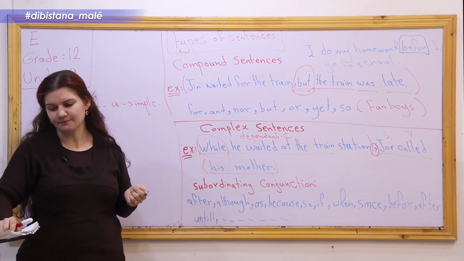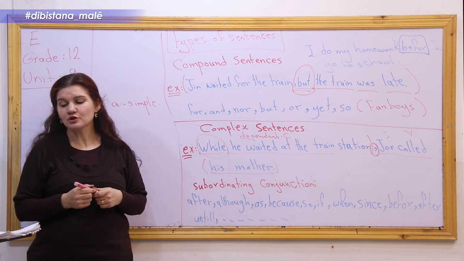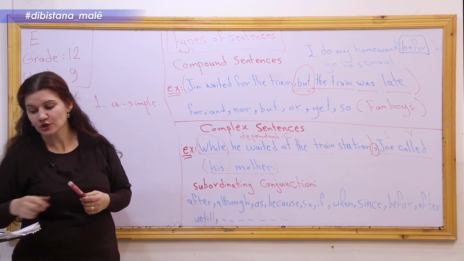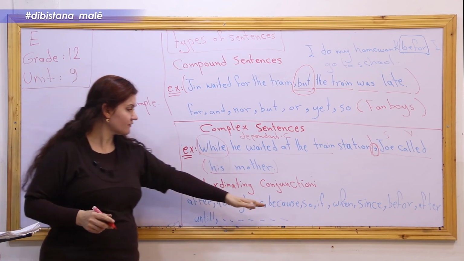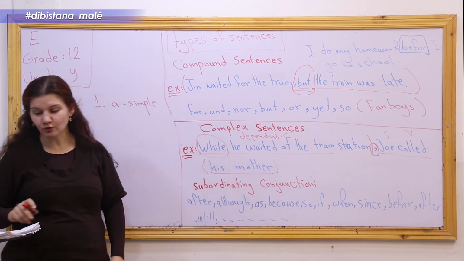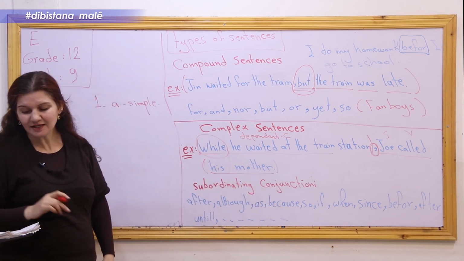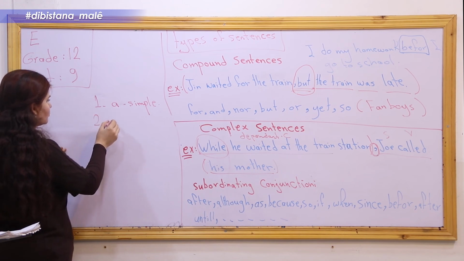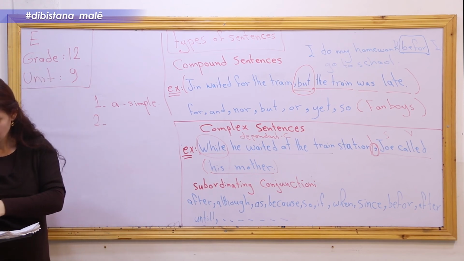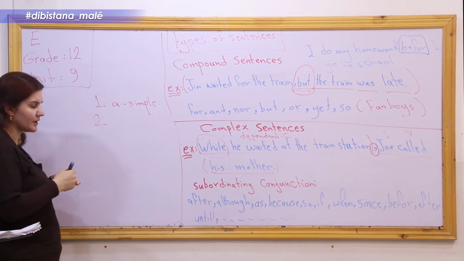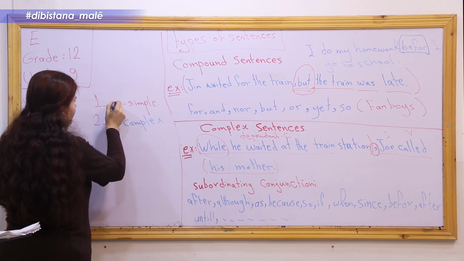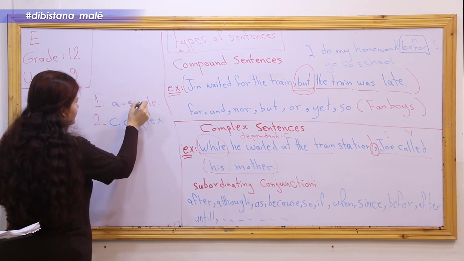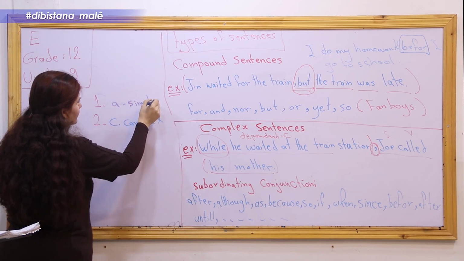At home yesterday. Number two, Lisa apologized to the manager because she was late. Because is a subordinating conjunction, so it is a complex sentence. Number two, complex, C. And here we have A, simple.